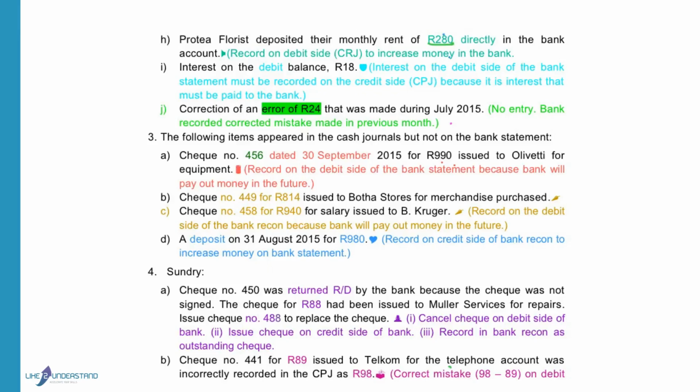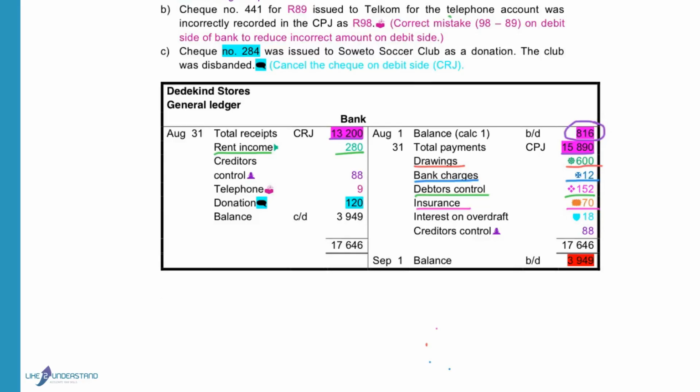Interest on the debit balance is 18 Rand. Now remember, this information is taken from the bank statement. So this is on the debit balance on the bank statement. Any entry on their debit side will be recorded in our books on the credit side. So this interest is money that we had to pay to the bank because our bank account is overdrawn. The bank account will be credited to show that the money in the bank reduces on the credit side, and you will debit interest on overdraft.